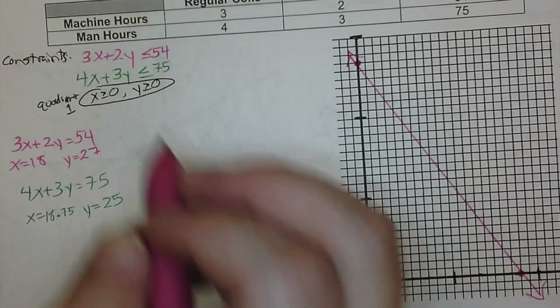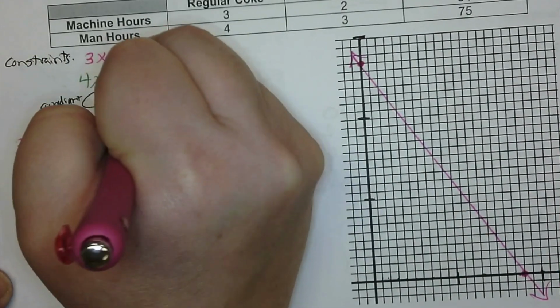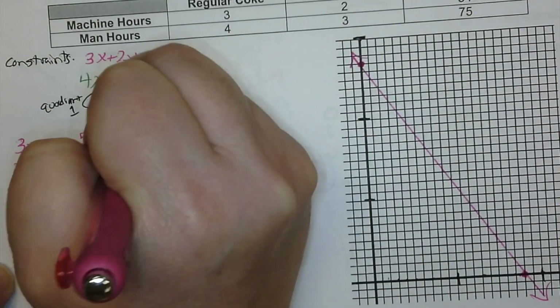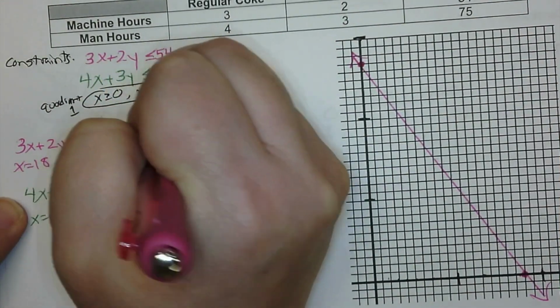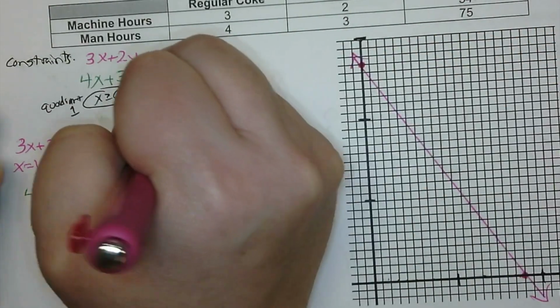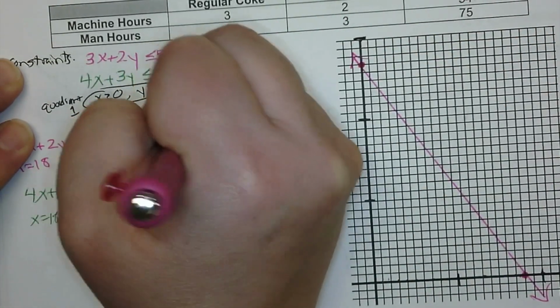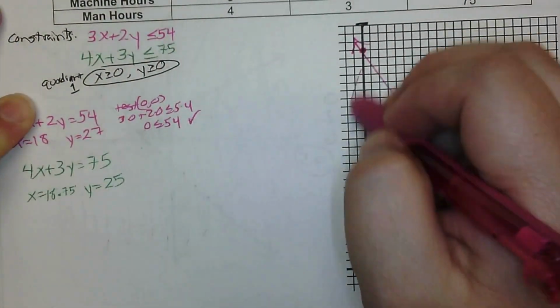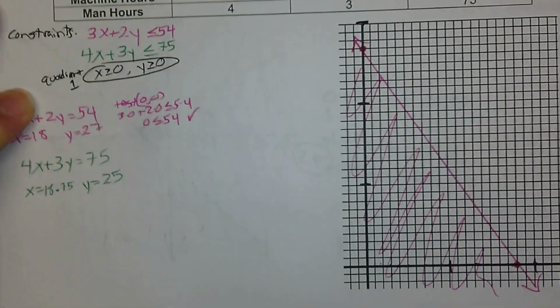Let's test a point. Should have left room. Test 0, 0. 3 times 0 plus 2 times 0 is less than or equal to 54. 0 is less than or equal to 54. I'm going to put a check mark there. That is true. So we're below the pink graph.